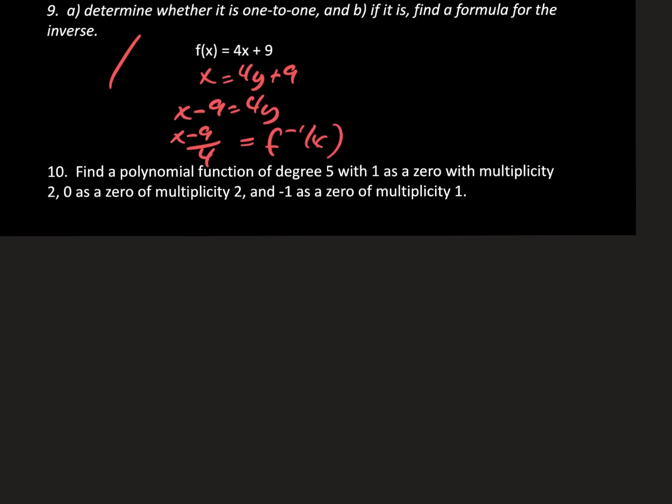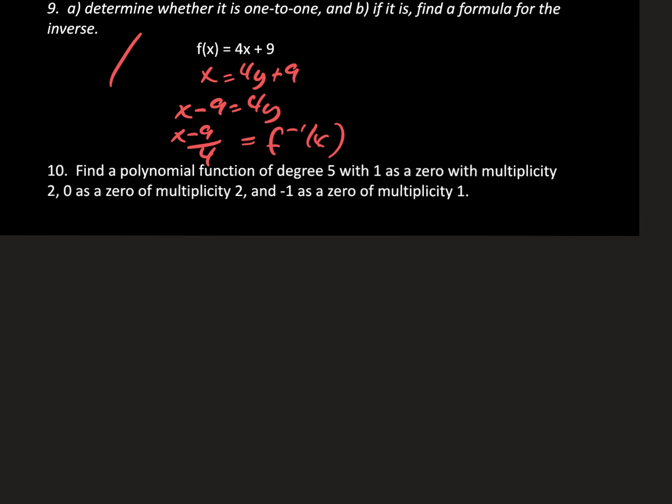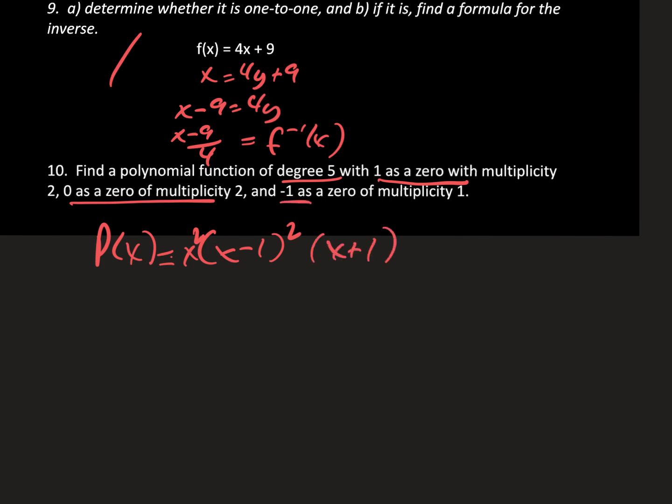And number 10 says find a polynomial function of degree 5, so you've got to have 5 x's, with 1 as a zero of multiplicity 2. So don't forget your p of x. Come on, guys, put the p of x there. Show this as a function. 1 is a zero of multiplicity 2, so I'm going to put x minus 1 squared. 0 is a zero of multiplicity 2, so I'm going to put x squared. You don't need to put x minus 0. And then negative 1 is a zero. Negative 1 would be x plus 1, but it just has multiplicity 1. So there you have it.